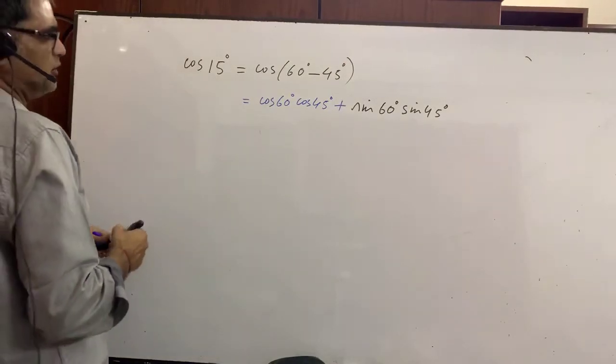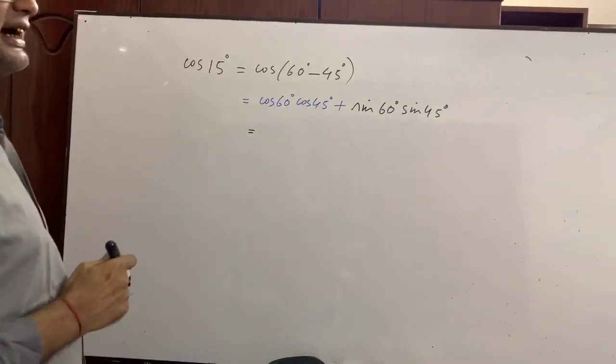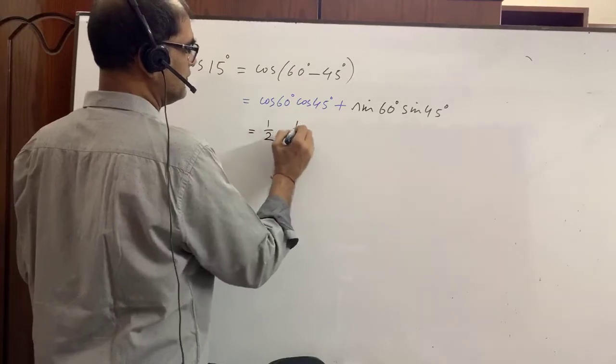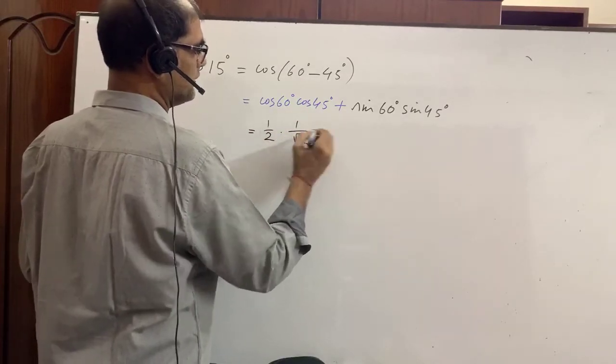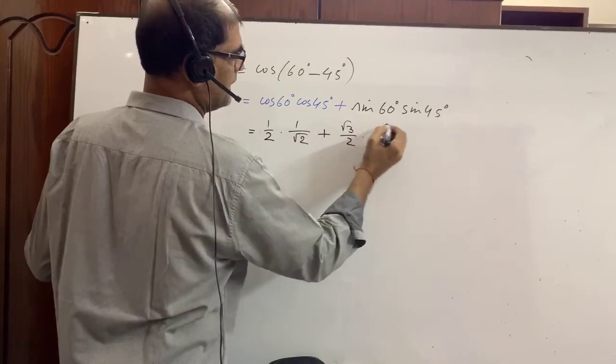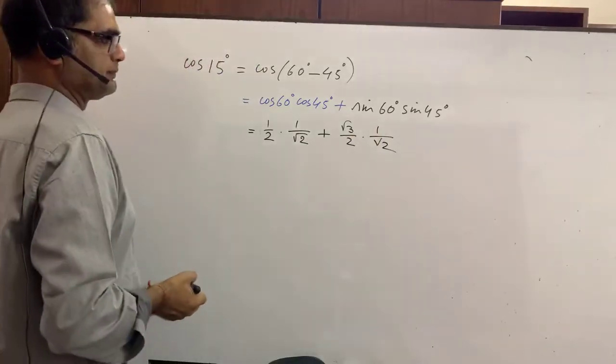Now what is the value of cos 60 degree? That is sin 30, half, and here it is 1 by root over 2. Sin 60 is root 3 by 2, and sin 45 is 1 by root 2.